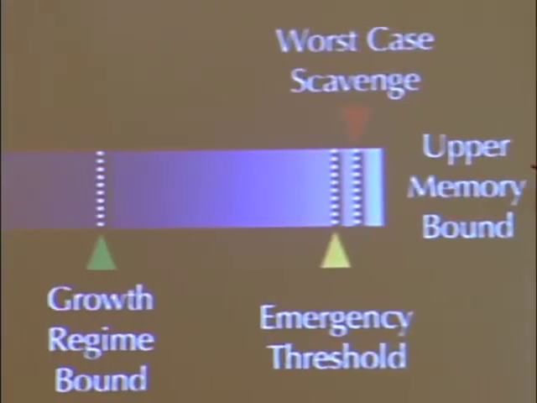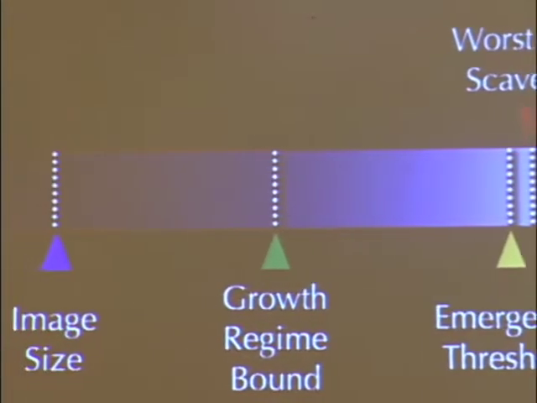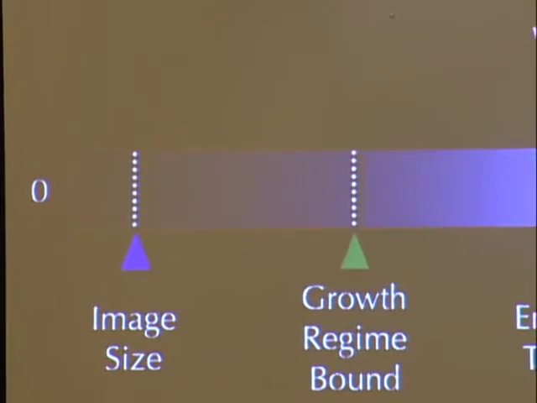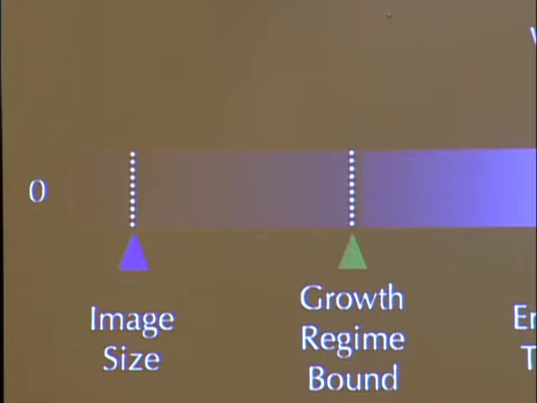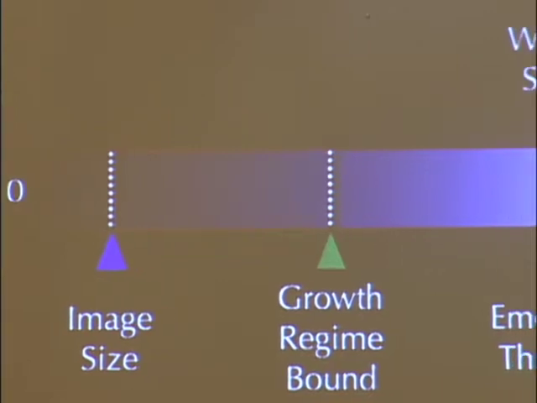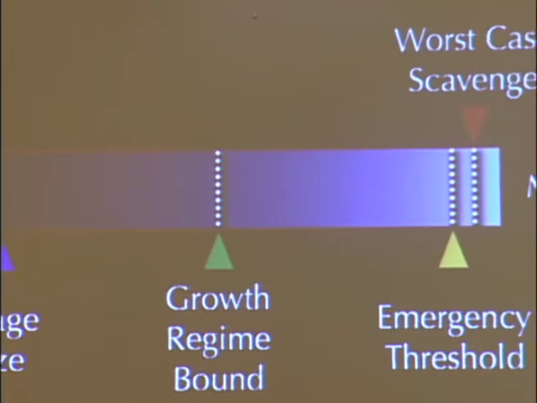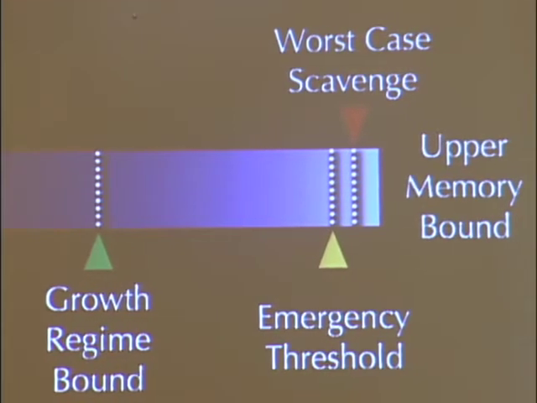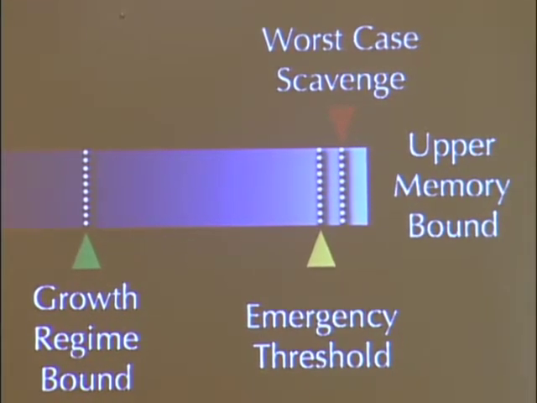So here we have the strip of memory, that will be the image. And you can see that it starts at 0 over there because that's where we loaded our image. So that's the image size over there, the blue arm. And then the image is supposed to grow for a while until it gets to the growth regime bound, after which the memory policy says, hey, before you grow, I'm going to GC first because I think you're being kind of a hog here.